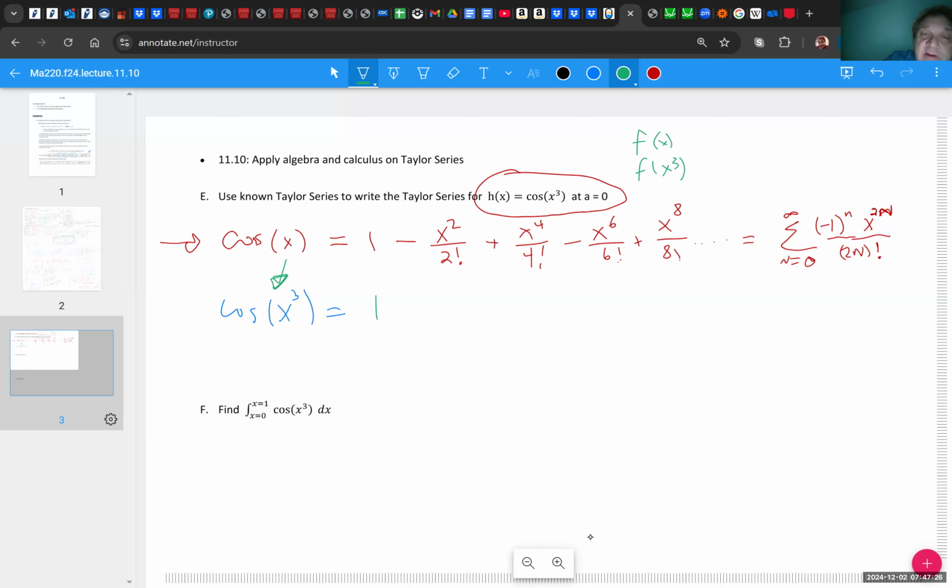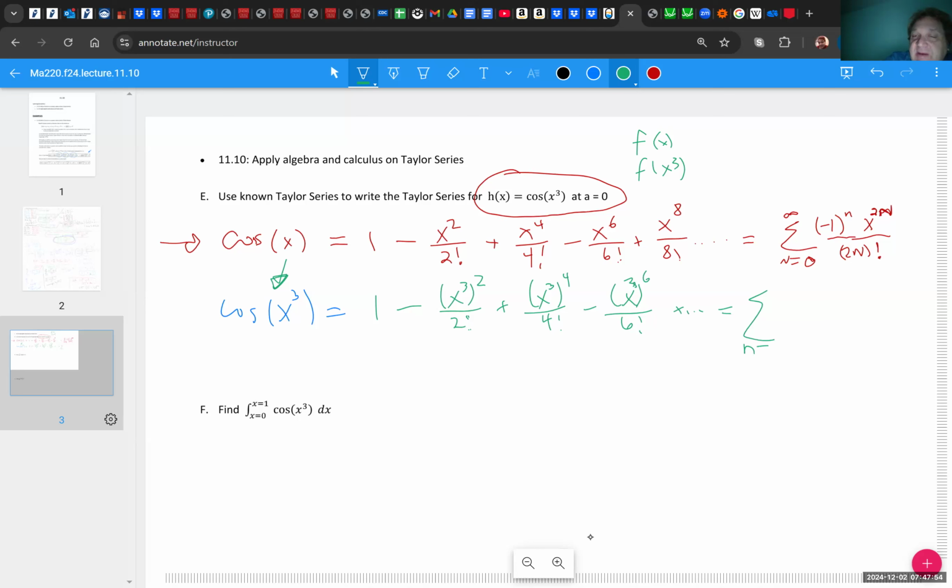So this is going to be 1 minus x cubed squared over 2 factorial plus x cubed to the 4th over 4 factorial minus x cubed to the 6th over 6 factorial. And I'm not going to do the 8th. I'll write dot, dot, dot, so you guys know it continues. And I'm going to write out the series for this.